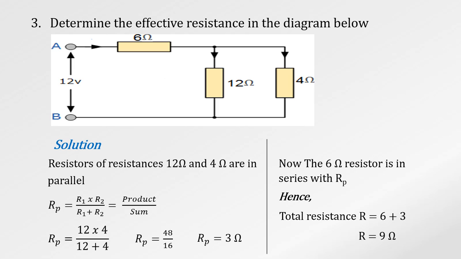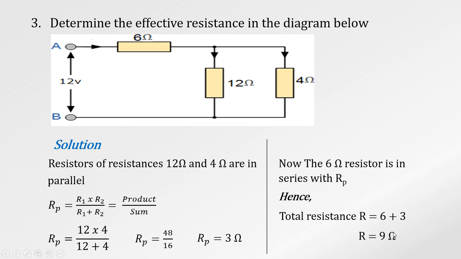I want to emphasize here again, the 12 and the 4 are in parallel. We first deal with them, get their effective resistance for only these two by the formula that we now know, before we add to this one. Is that okay, dear students?